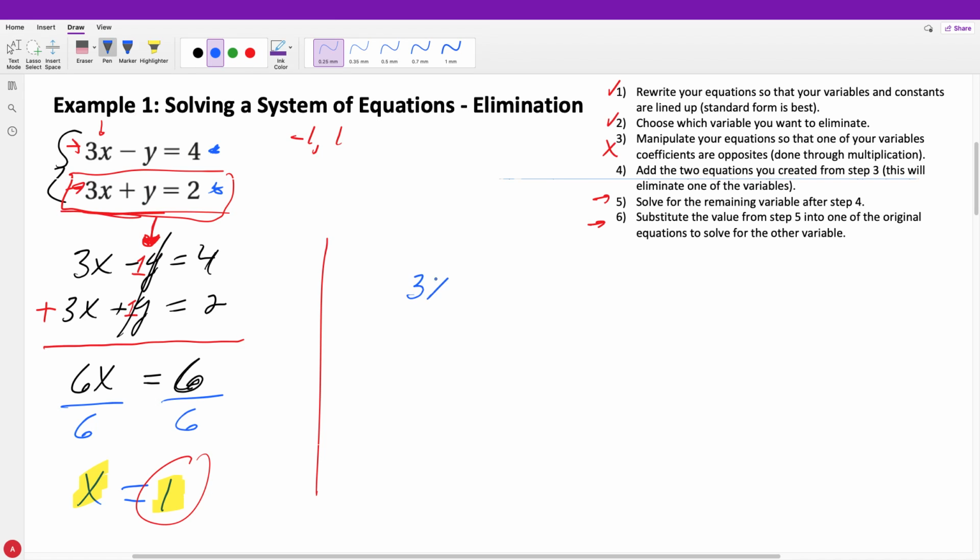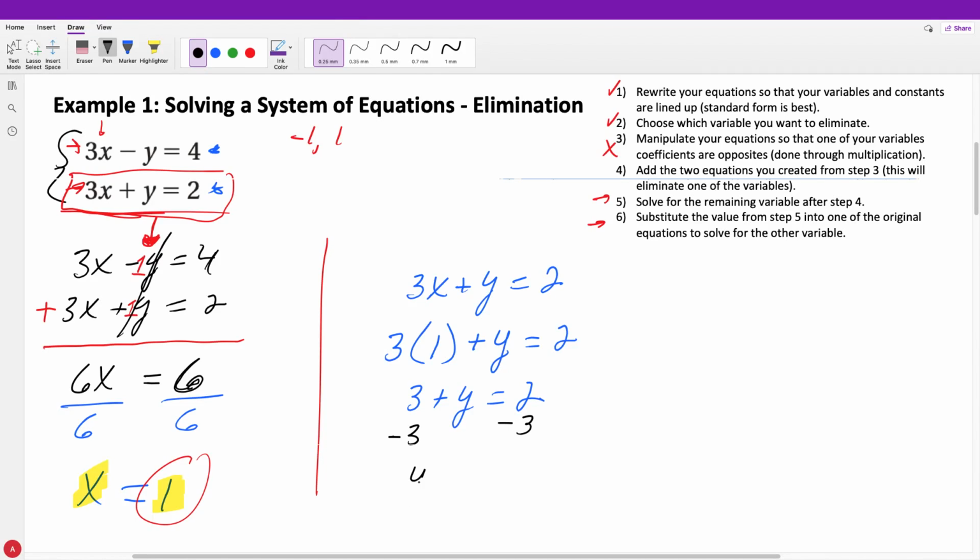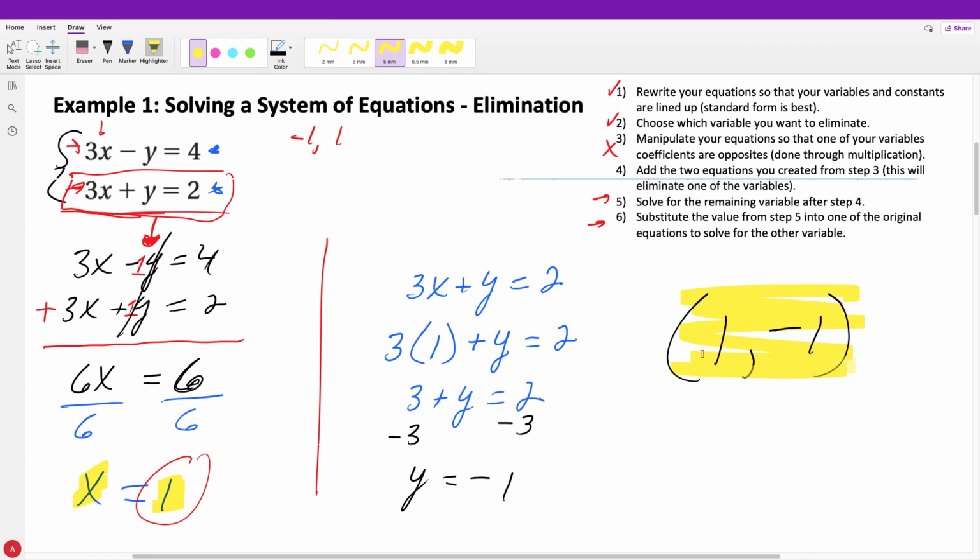So now we have 3x plus y is equal to 2. Well, instead of 3x, I know x is equal to 1, so I can substitute that in there. So now I have 3 plus y is equal to 2. And my last thing is going to be to isolate that y, so y is then equal to -1. So we will always write our answer in our ordered pair, so (1, -1). And that is the ordered pair or the solution that will satisfy both of these equations at the same time.